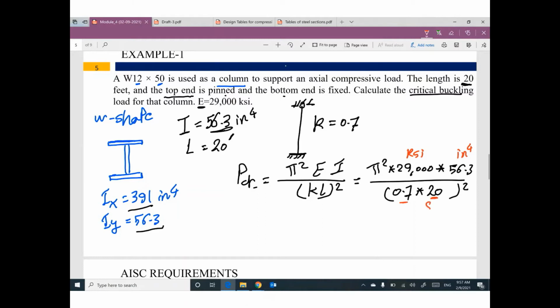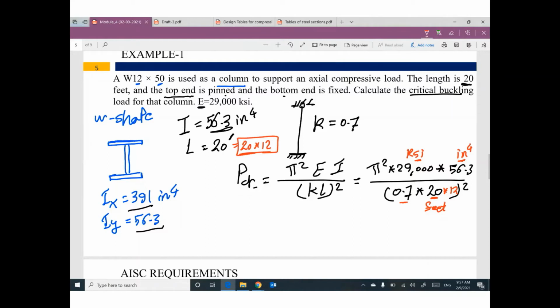L in feet. We have a little mistake here because you have in the numerator inch. In the denominator, we have feet. So you have to convert this length to inch. I'm going to multiply it by 12. This length equal 20 feet. Please multiply 20 by 12 to convert it to inch.